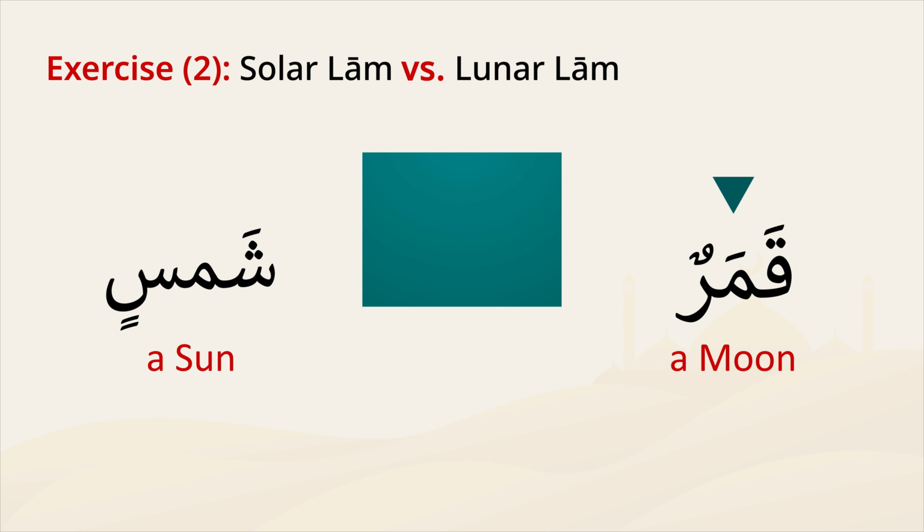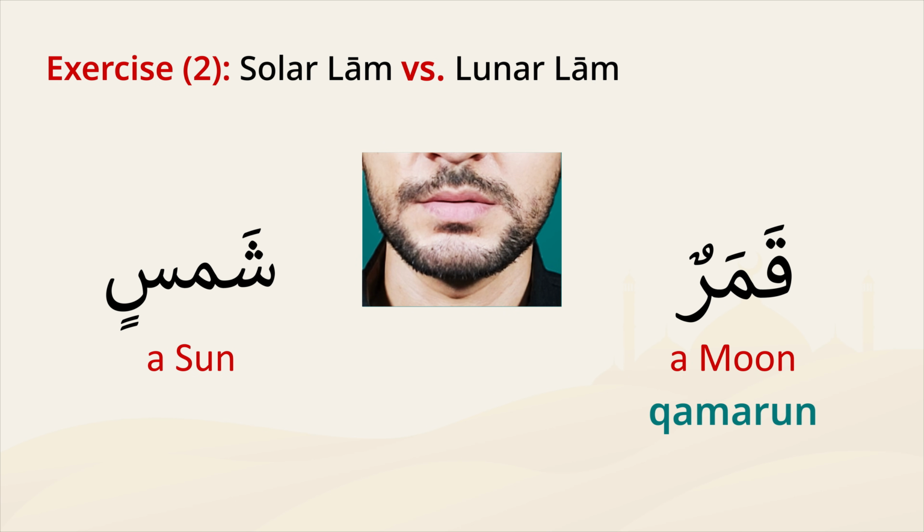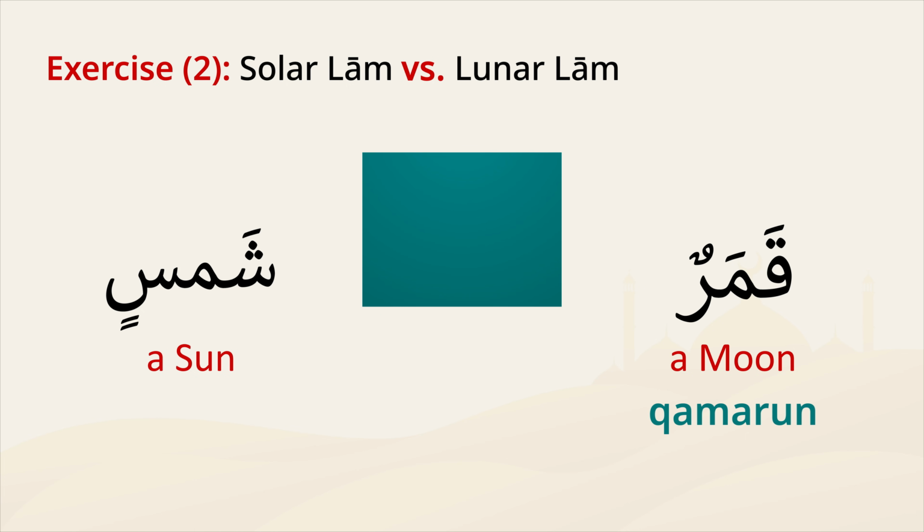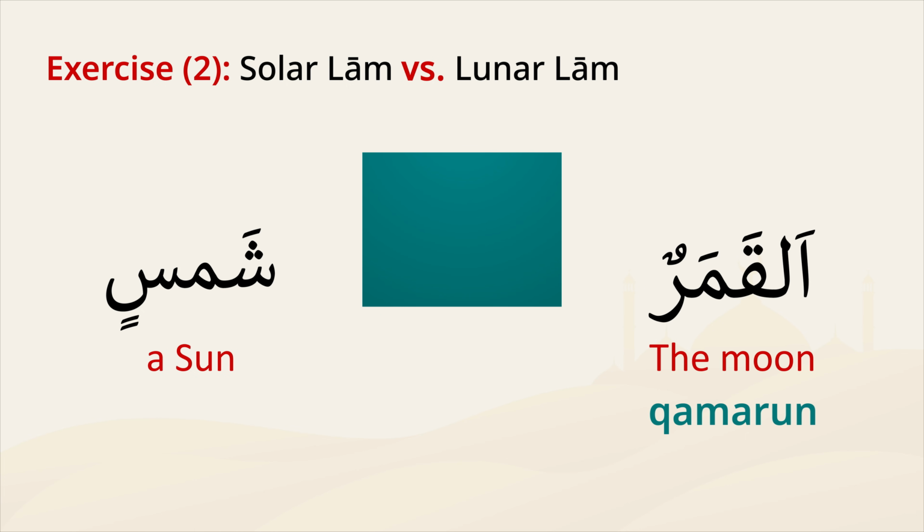The word qamar is indefinite. How did we know? Obviously from the tanween at the end. Sometimes the tanween is temporarily dropped because the case ending has not been determined yet. But let's assume it is dhamma. We pronounce it as qamarun in 3 syllables. Qamarun. Qamarun.